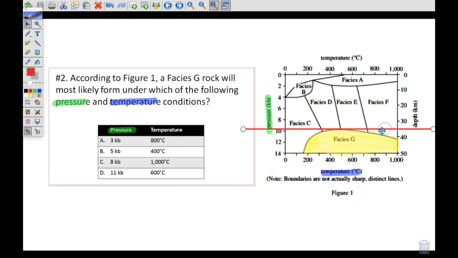And I'm going to put this line here to determine where the top of the facies G limits are in terms of pressure, because this will minimize the number of responses I can give. So looking at my options, just looking at pressure, I have 3, 5, 8, and 11. But after drawing that line, I see that 3, 5, and 8 are above the line, which are nowhere near facies G. So that eliminates A, B, and C as possible answers. So the answer is D for this particular question.